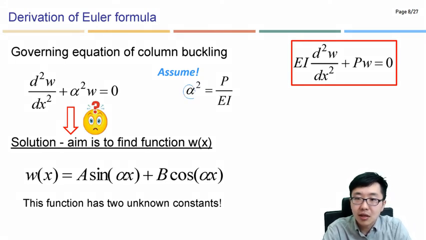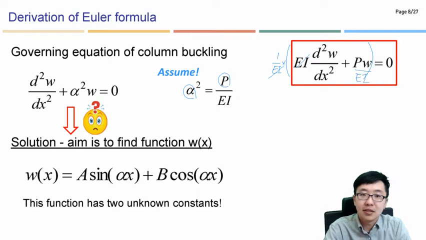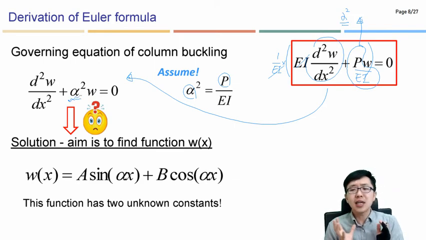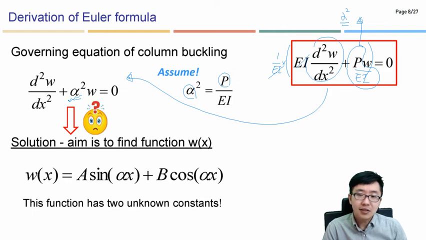So we will assume that alpha square is the applied axial force P over EI. So we divide by EI here, so that this will be EI here, same. So this part will be assumed as alpha square, and this part is still the same. So now we are here, alpha, and how are we going to find the function W?